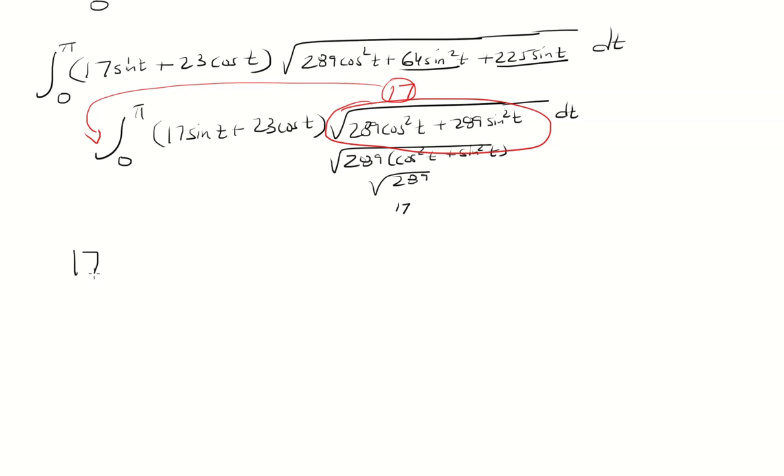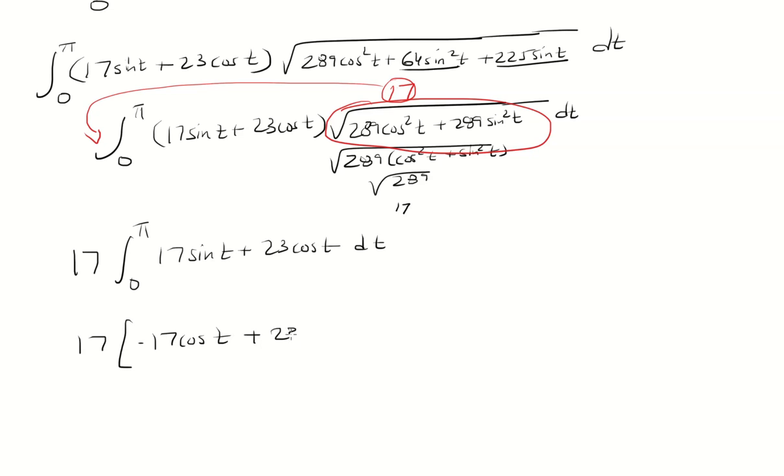So now we have 17 times the integral from 0 to pi of 17 sine t plus 23 cosine t. Integrate this. So the antiderivative of 17 sine t is negative 17 cosine t, and then we have 23 sine t, going from 0 to pi. So if I plug in pi, cosine of pi is negative 1. If I multiply by negative 17, I get positive 17. And then sine of 0 is 0, so I'm not even going to bother with that.